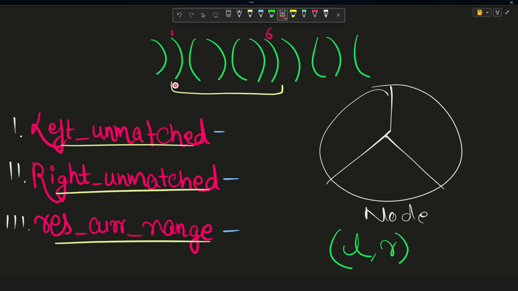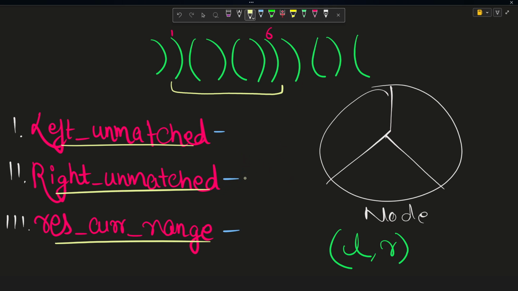So if I'm talking about this range, from 1 to 6, what is the total number of left unmatched brackets? Let us see one by one. As clearly visible, these 2 brackets form one pair, and these 2 brackets also form one correct bracket sequence pair, right? So these 4 are already matched, but these 2 are not used, that is, they are alone. These 2 are closing brackets, and as I told you, a closing bracket counts toward the number of right unmatched brackets in that range.